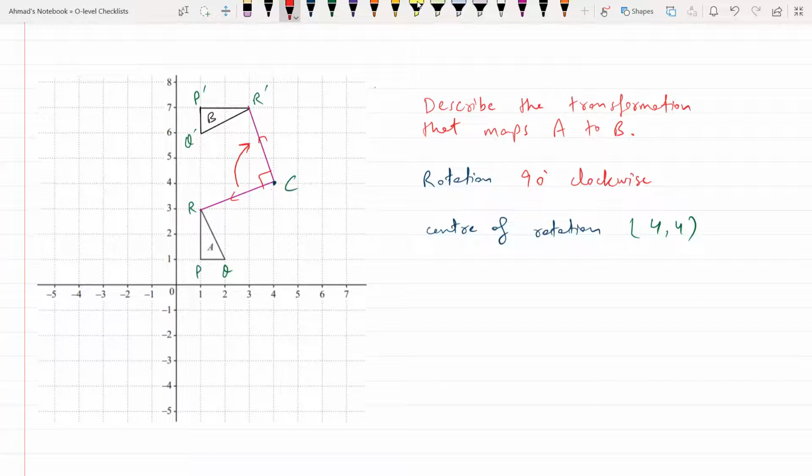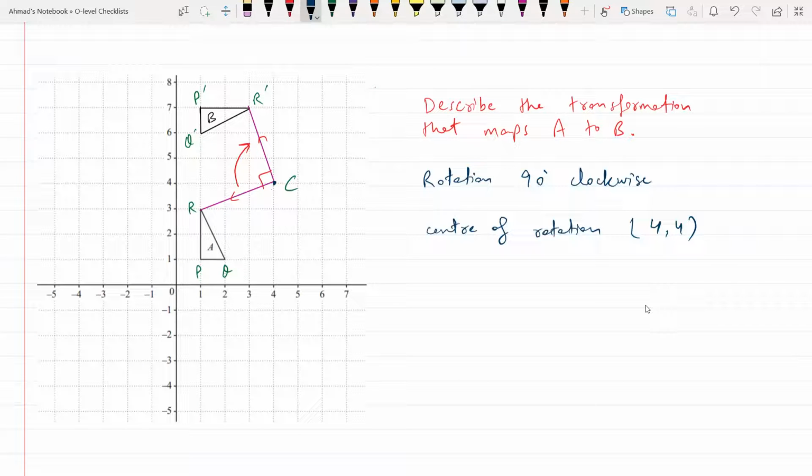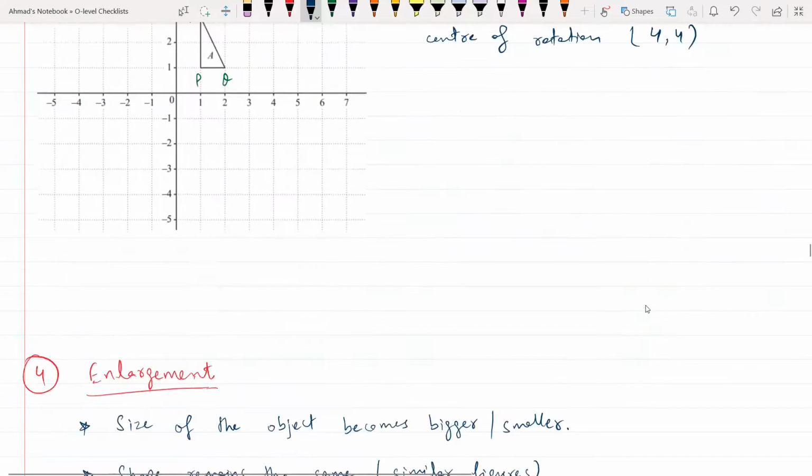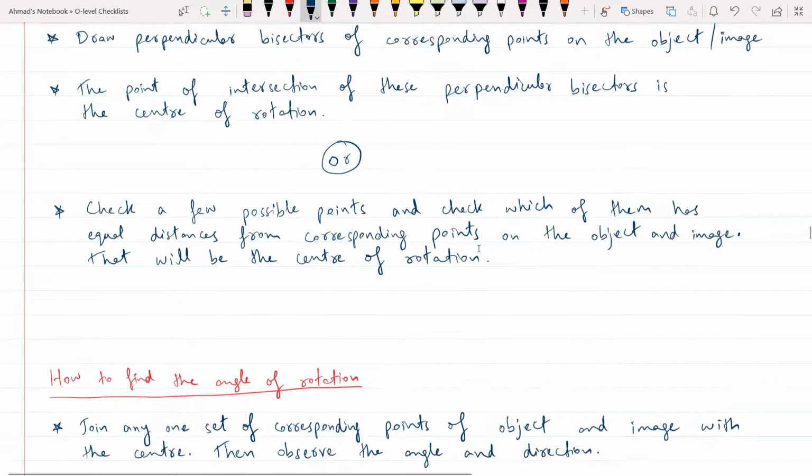So that's how you describe a rotation. You say it's a 90 degrees angle, you define the angle. You tell which direction it is, clockwise or anti-clockwise, and then you tell the center of rotation. So it's a rotation 90 degrees clockwise with center of rotation (4, 4). Okay, so that's the rotation. So that's how you find the center of a rotation.